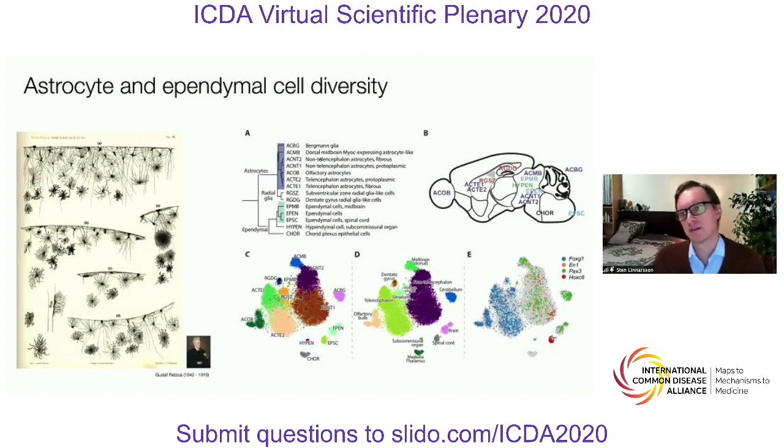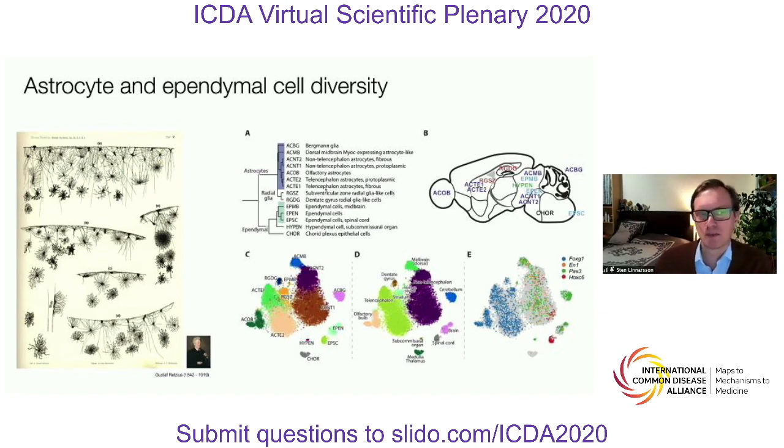So this is part of the dendrogram in the previous figure, but focusing now only on astrocytes and ependymal cells. If we look at the astrocytes, you see that we find 7 distinct types of astrocytes. Of these, the Bergmann glia were previously known. These are the specialized astrocytes of the cerebellum, but the others hadn't really been described.